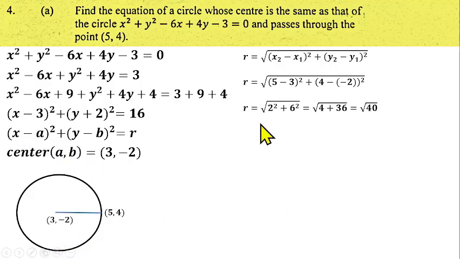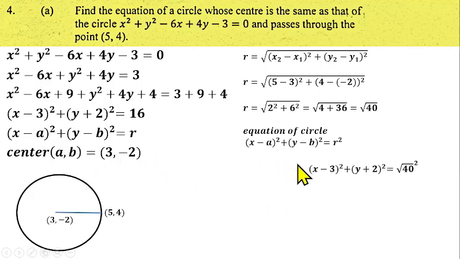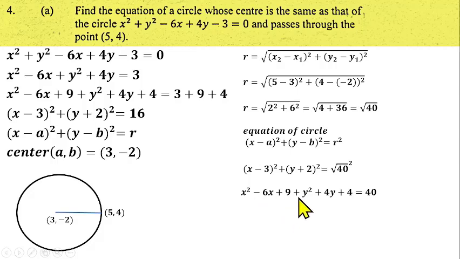Now if you put that into the formula for the equation of a circle, given the coordinates of the center and the radius, we have (x - a) squared plus (y - b) squared equals r squared. Our a will be 3 and our b will be -2. So if you substitute that back, we have (x - 3) squared plus (y + 2) squared, because our b is negative, so minus and minus give us a plus, equals the square root of 40 squared. Then if you expand this, we have x squared minus 6x plus 9 plus y squared plus 4y plus 4.